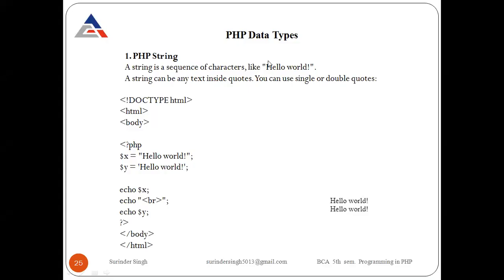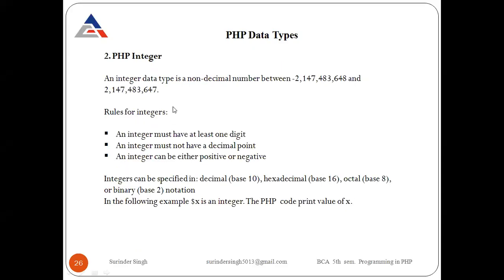Okay. Now on the next slide, we have the second type of data type, integer data type. Okay. In PHP, we have an integer data type of 32-bit, 4-byte integer. Clear? And this is the range of the integer data type, from negative values to positive values. Clear?